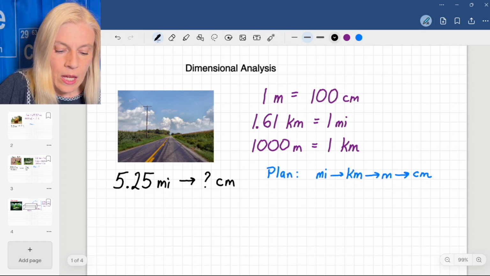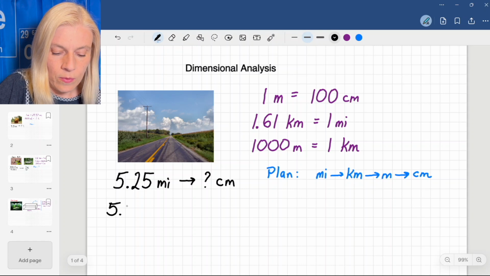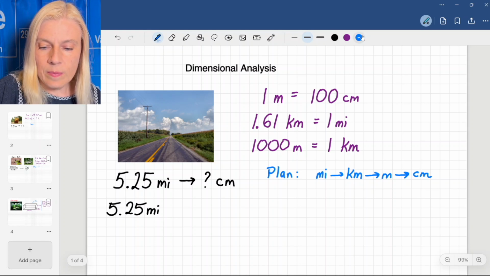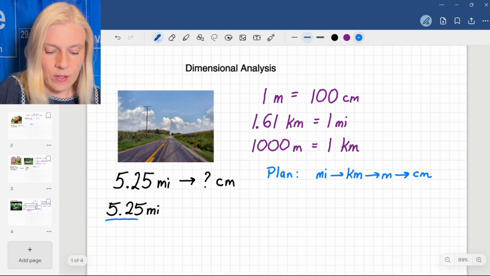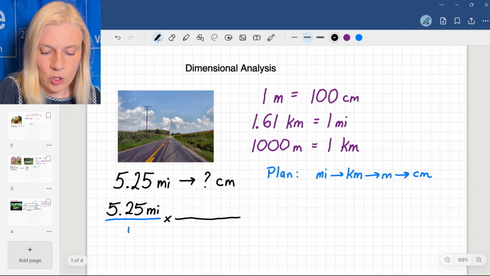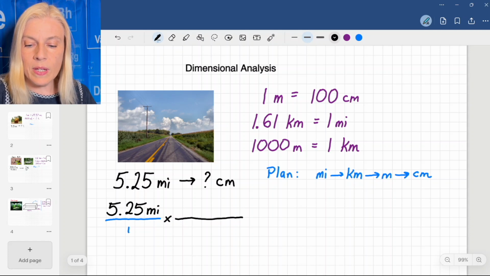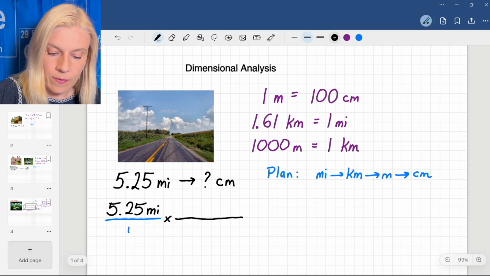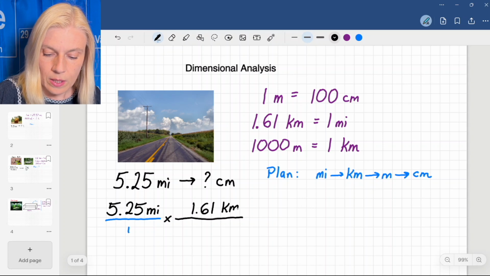So we're going to start. We start with what we know, 5.25 miles was walked. And you can think of this as over 1. Everything usually would be over 1. Times, okay, let's think about this. I'm going to change it to kilometers. How many kilometers in a mile? Well, I look at this and I have 1.61 kilometers are in 1 mile.